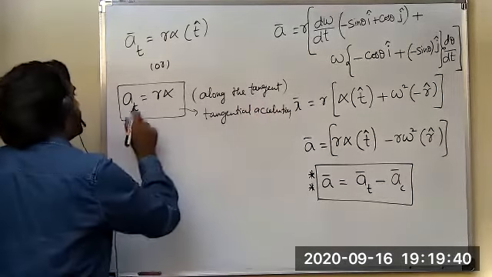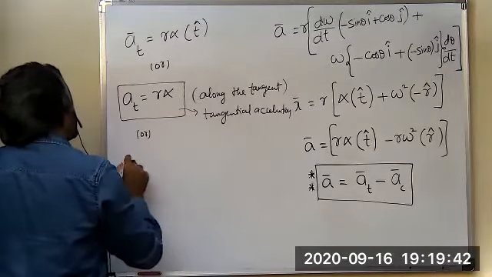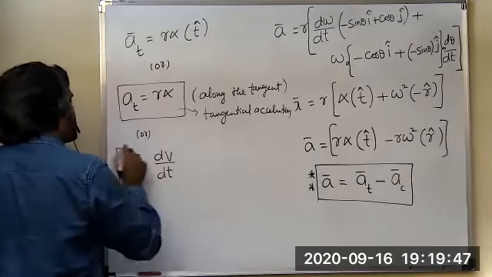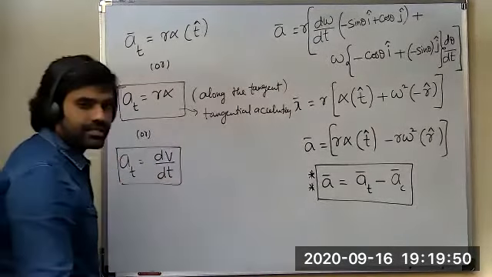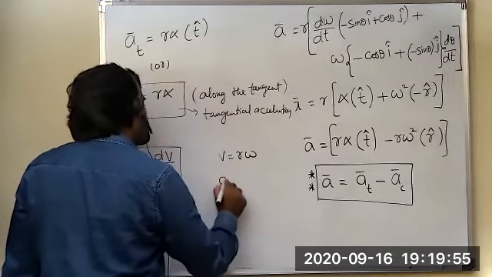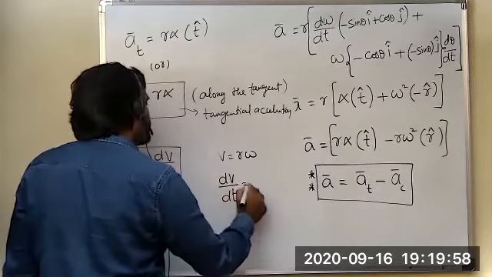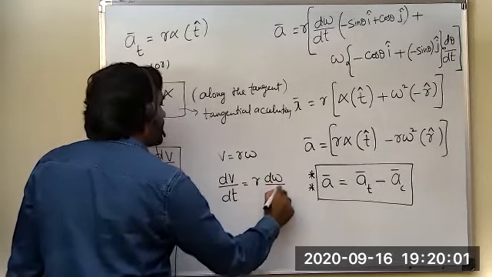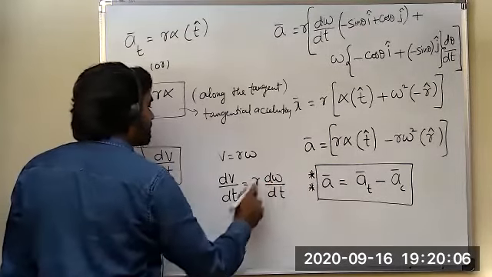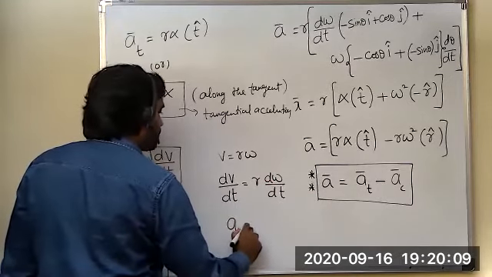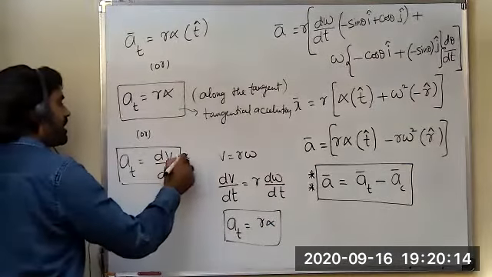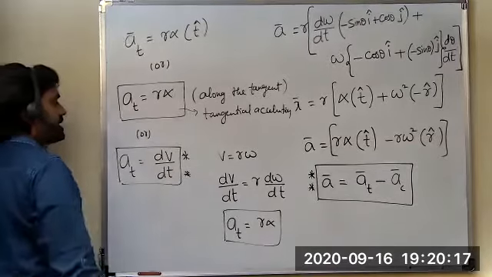And see friends, here AT can also be written as dv by dt, students. Rate of change of linear velocity. Because v is equal to r omega, so what do you get? dv by dt is equal to r into d omega by dt. What is d omega by dt? Angular acceleration, the rate of change of angular velocity. Therefore, AT is equal to R alpha. So you can also say rate of change of linear velocity gives you tangential acceleration.